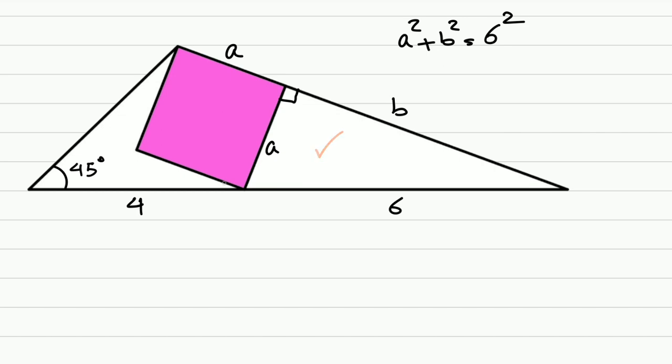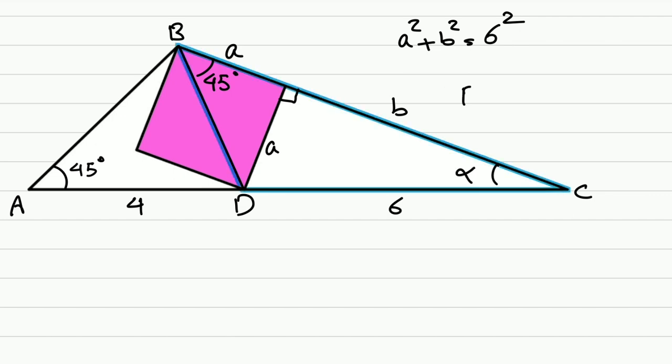Well, let's see. If I add this segment in here, the diagonal of the square, this angle is 45 degrees. Alright, now we have two similar triangles. Do you see them? Let me call this angle alpha. We have the triangle BDC with the angles 45 degrees and alpha. And we also have the triangle ABC with the same angles, 45 degrees and alpha. So we can say these are similar triangles.